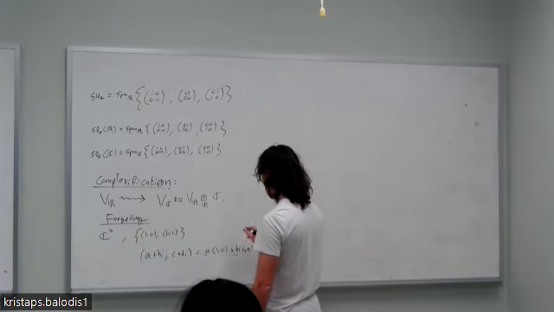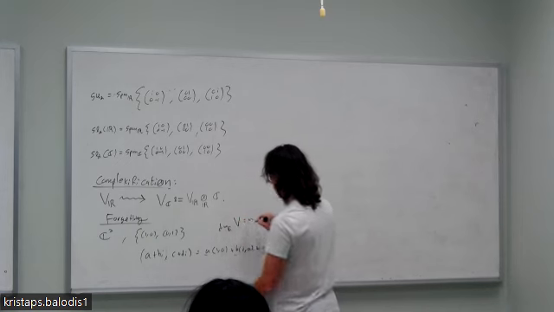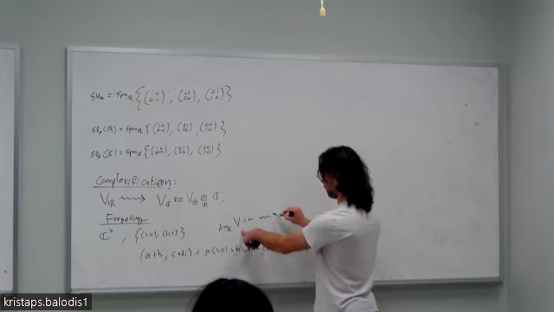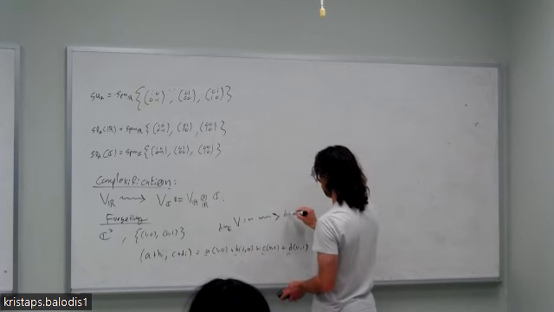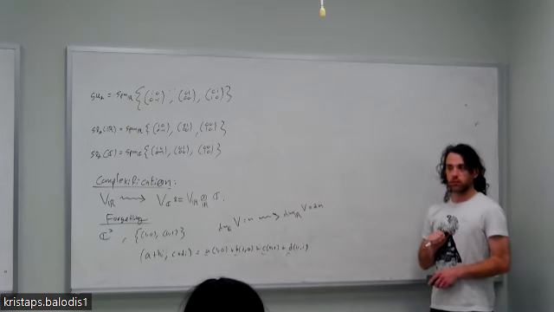So an n-dimensional complex vector space in this way will give rise to a real vector space of dimension 2n.